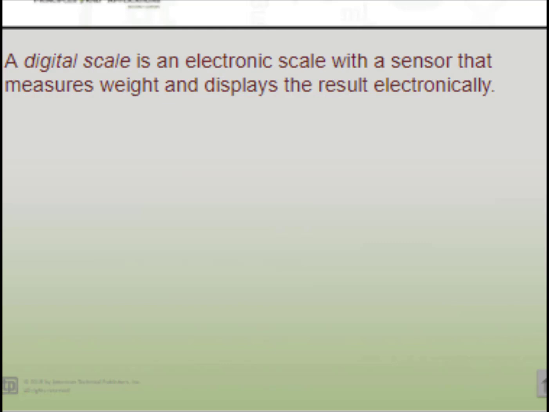A digital scale is an electronic scale with a sensor that measures weight and displays the results electronically. Using a digital scale is similar to using a mechanical scale. The only difference is that a dial scale is set to 0 by pressing a button instead of using a dial. Some will have a button labeled Tare.